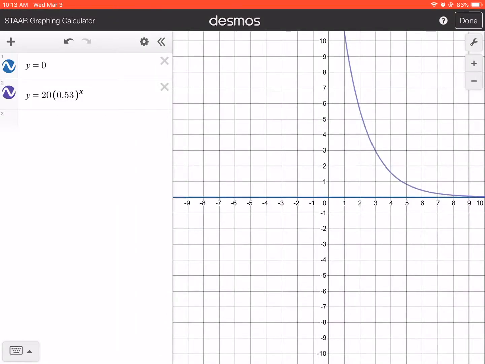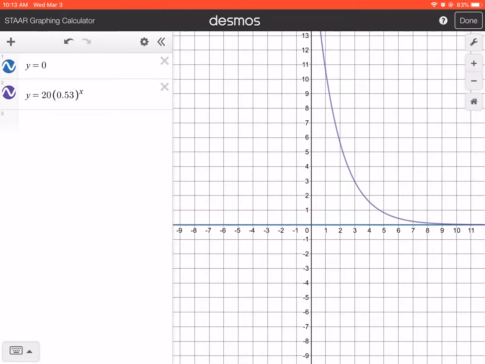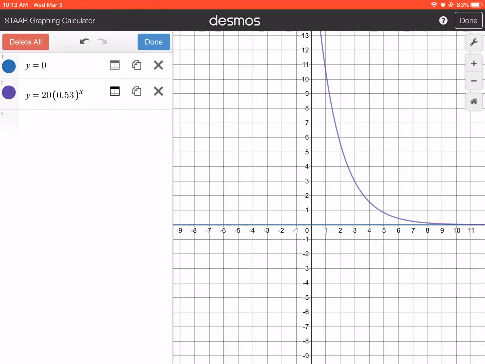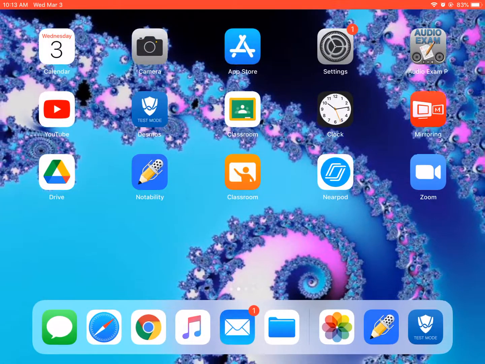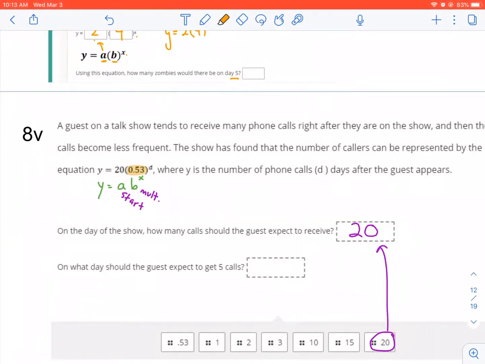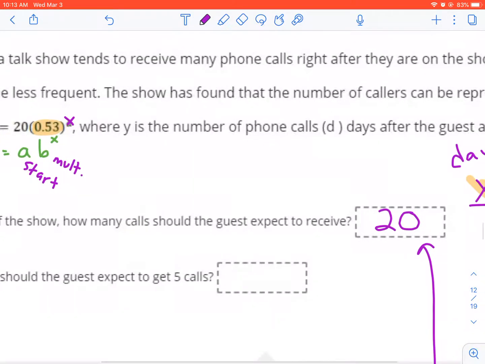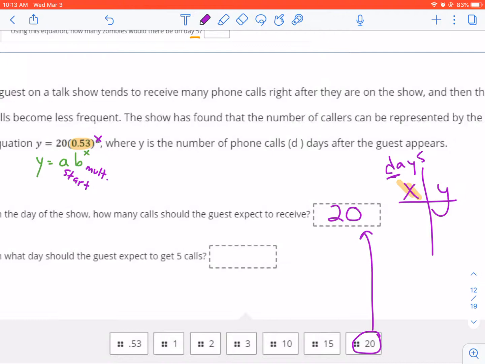And we want to know 5 calls. So I'm going to change this with my gear to a table. And we need to know that in our table, let me go make a note for you, our x and our y value. X is talking about the days, and I changed this d to an x because that's what our formula is used to. So that was our days, right? And then we have our y value, which is talking about the calls. And so that's what we're looking for when we have our table.